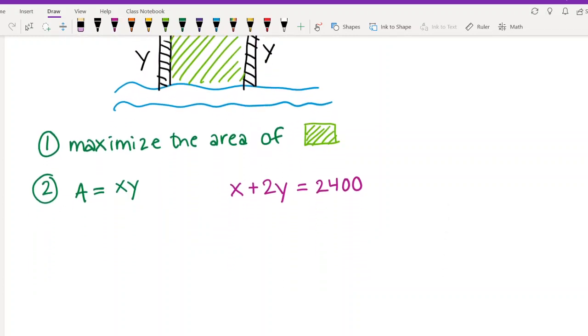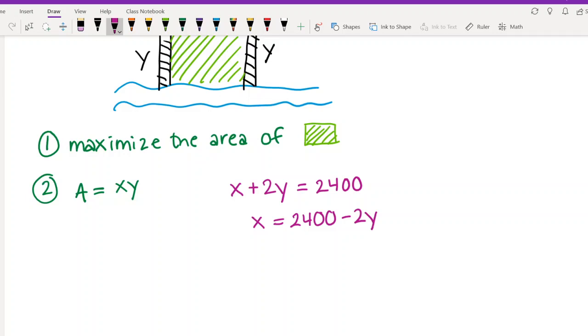So we can use this to help us get rid of one of the variables in our equation. You could do it either way. I think it's probably a little easier to solve this equation for x than for y, just so that we don't have to do any division. So x is going to be equal to 2,400 minus 2y.